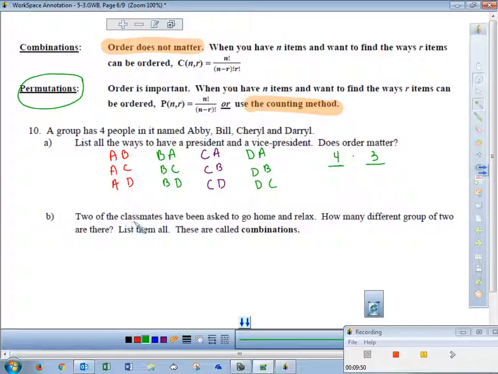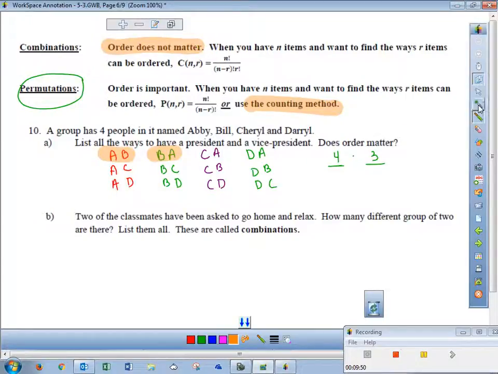Okay. Well, now check this out. Let's just use the drawn out example. If I say, yo, Abby and Bill, you can go home. Or if I say, no, Bill and Abby, you can go home. Isn't that the same group? It's like the order doesn't matter when you pick that out. So what we have is what's called a combination, and we have to use this formula.